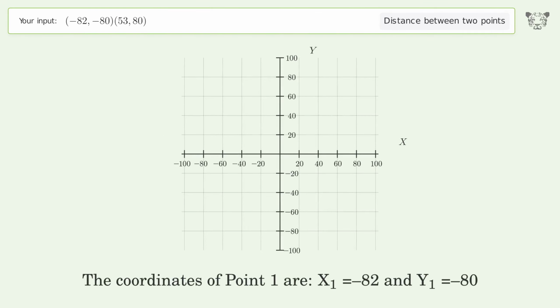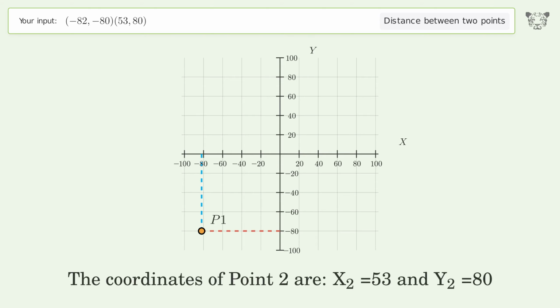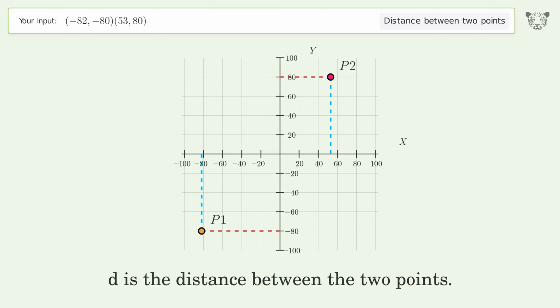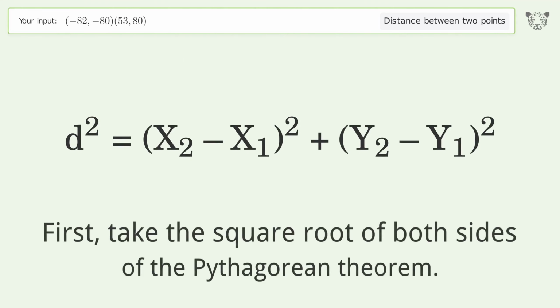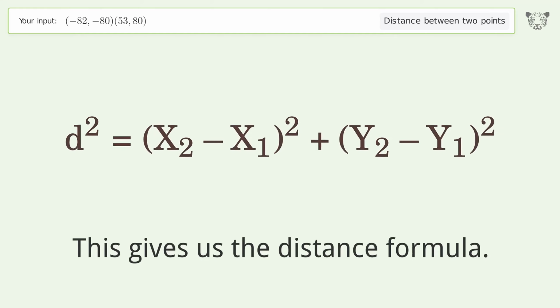The coordinates of point 1 are, x1 equals negative 82 and y1 equals negative 80. The coordinates of point 2 are, x2 equals 53 and y2 equals 80. D is the distance between the 2 points. First, take the square root of both sides of the Pythagorean theorem. This gives us the distance formula.